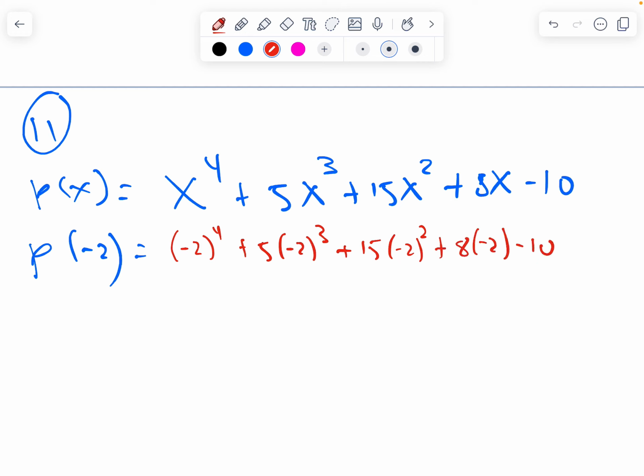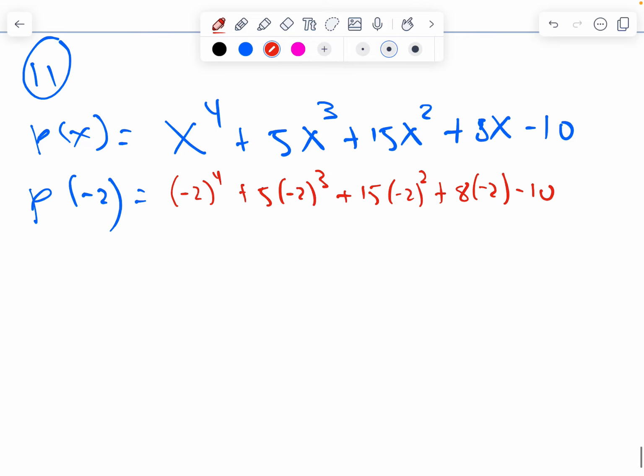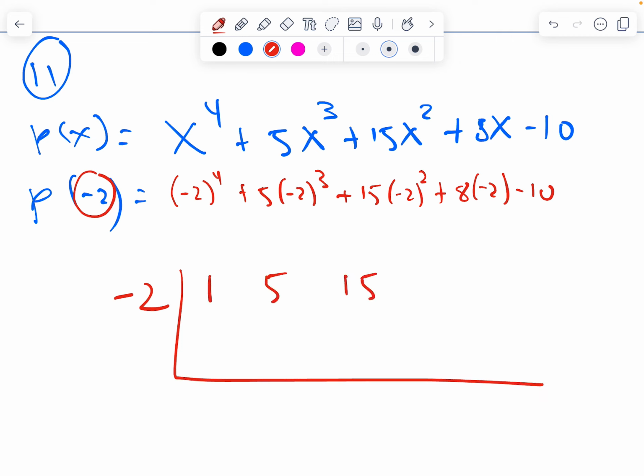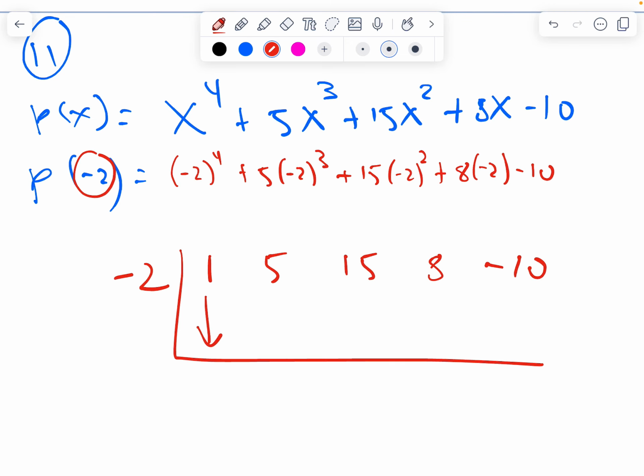Now the trick is we can also divide this by the factor x plus 2. In other words, we can just see that negative 2. We can synthetic divisionify this. 1, 5, 15, 8, negative 10. And if we run the synthetic division, what is the remainder will be the result of that expansion. So let's bring that down.